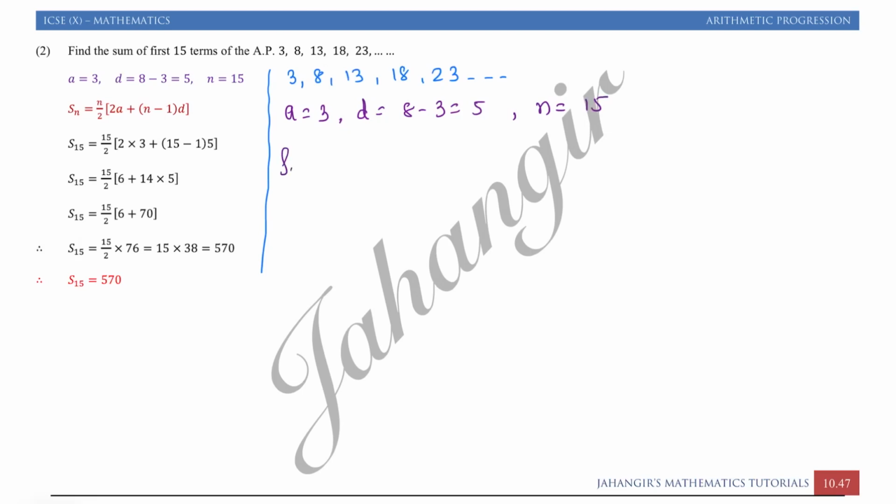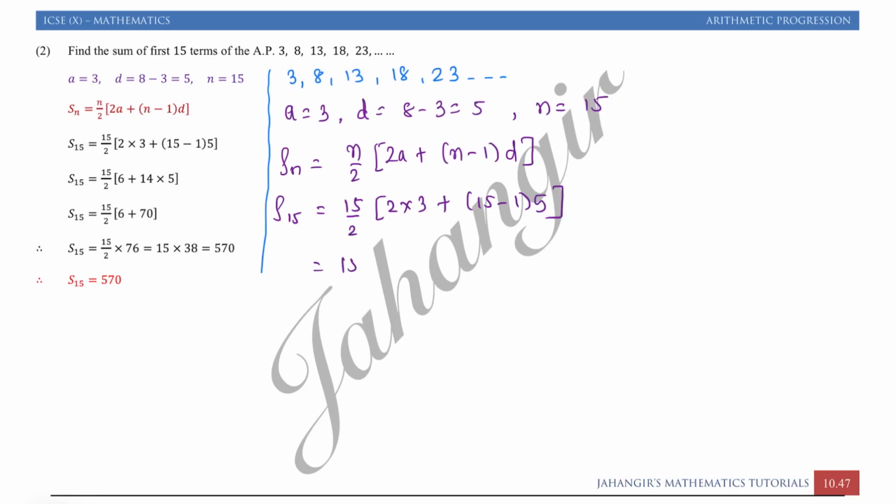So therefore I can write the formula for Sn first. Just write the formula in a few questions so that you can memorize it. Sn is n by 2 into 2a plus (n minus 1) into d. Now we will substitute all values. Here we want S15, the sum of 15 terms. So 15 by 2, 2 into 3 plus (15 minus 1) into d. n is 15, the difference is 5.